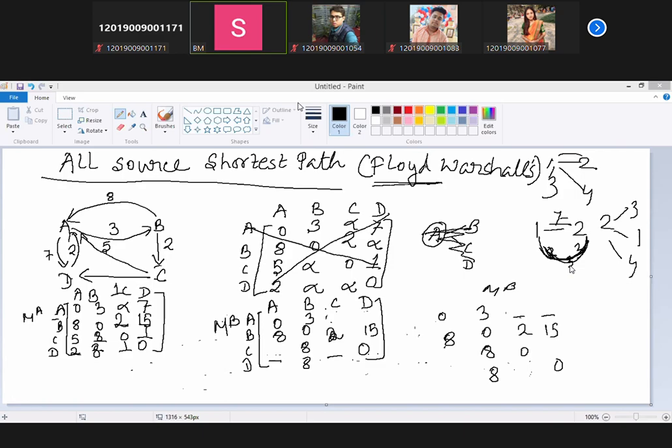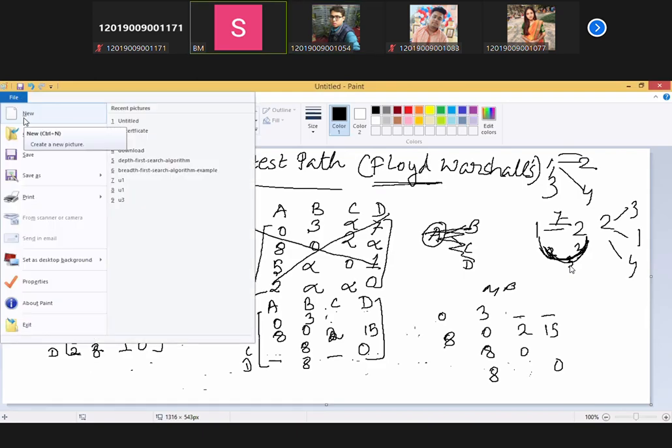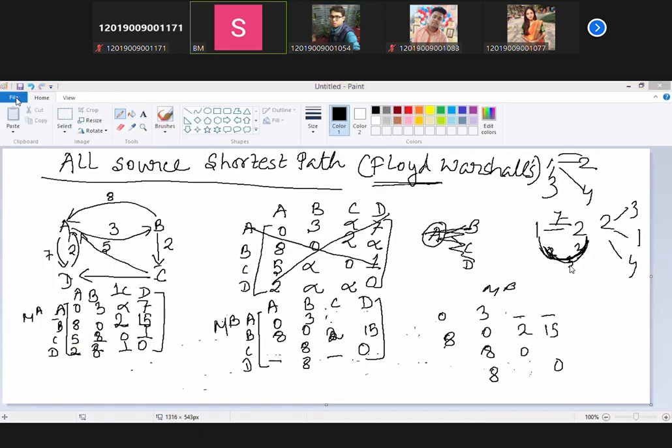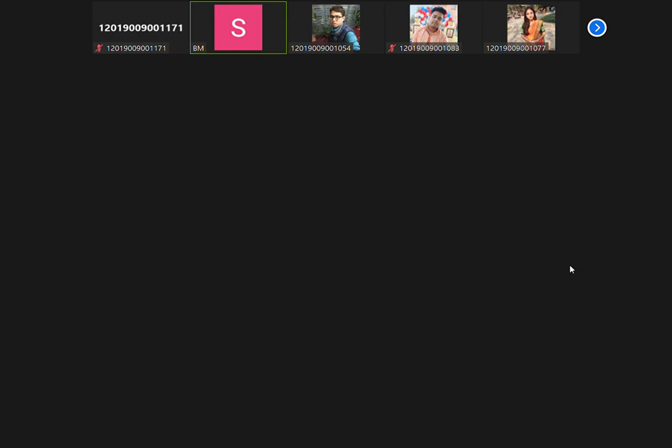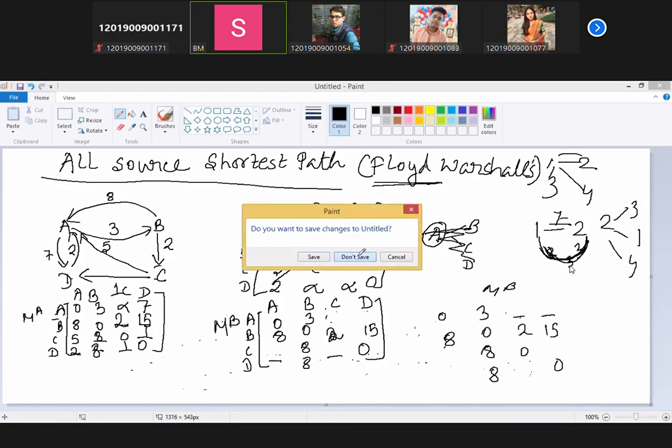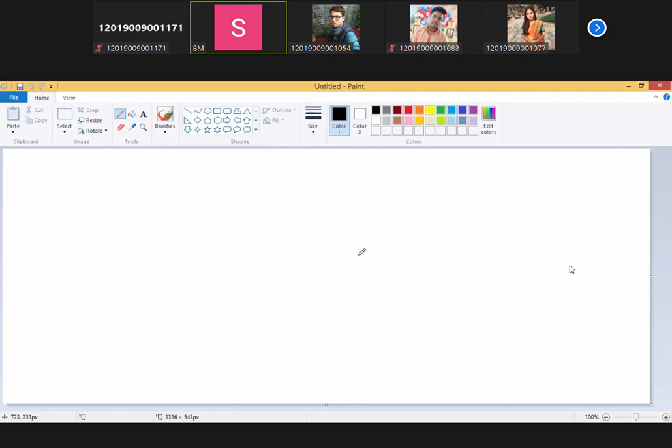Is it complete? Final answer will be MD, right? Yes, final answer will be MD. Let me just draw the graph again. Then I will write the final answer. Let me draw the graph again.